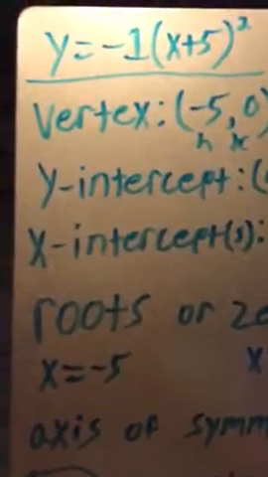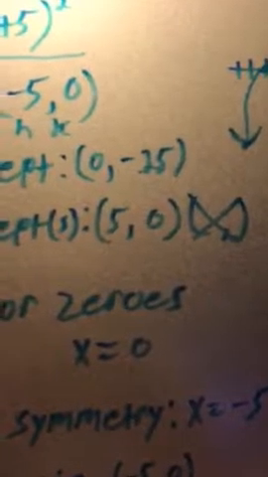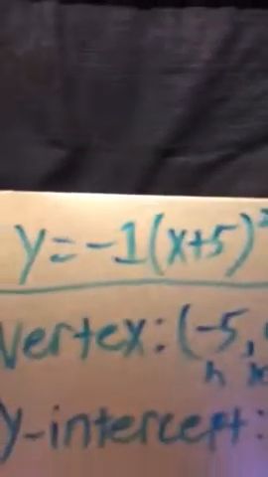So the root or zero is going to be -5, because you just flip the sign. Plus means it goes to the left, negative means it goes to the right, and that says +5 in the function, so you'd flip it and it's -5, which is why it's on the left side of the graph.